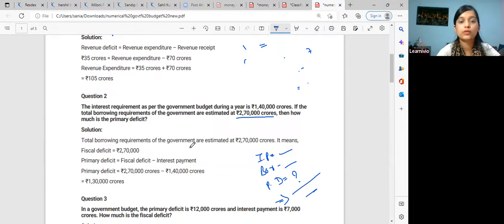Just don't write the entire question. I hope this is the simplest one, but the only thing you have to keep in mind is borrowing equals to fiscal deficit. Clear?